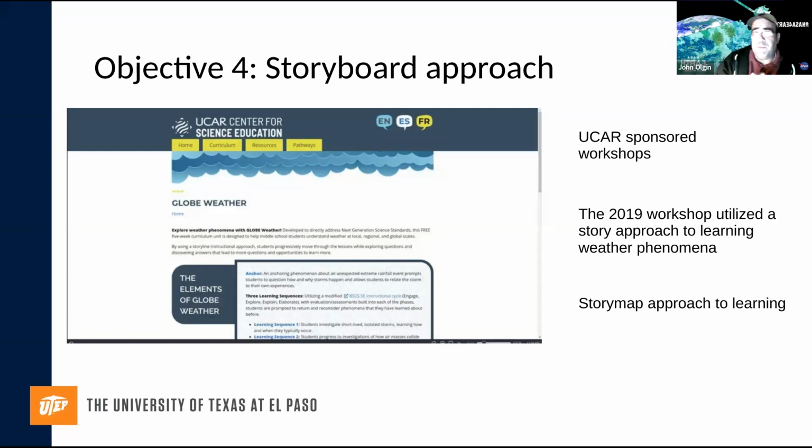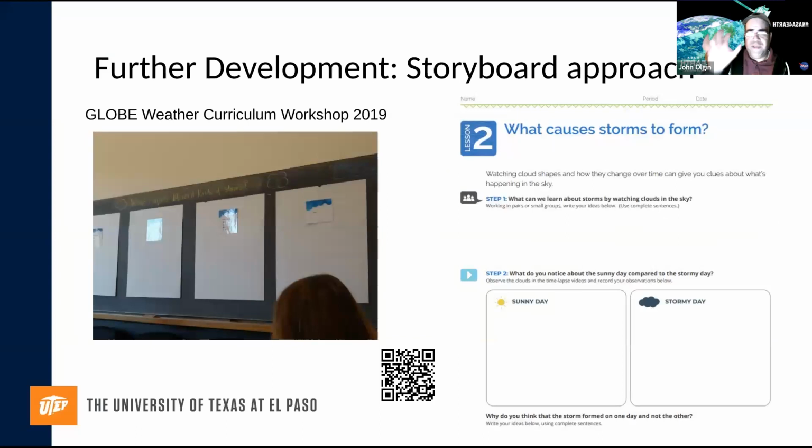This workshop, believe it or not, was here to help us address those things. How do we get students to learn a little bit more and understand how everything works when it comes to climate? So there is the little QR code for those of you who are interested in getting a little bit more information on that. The storyboard approach is a great way of doing this.